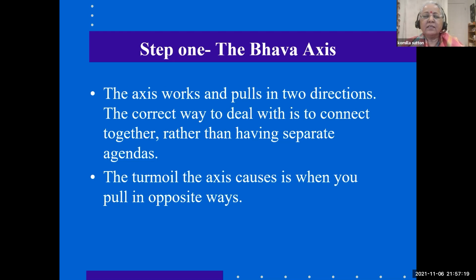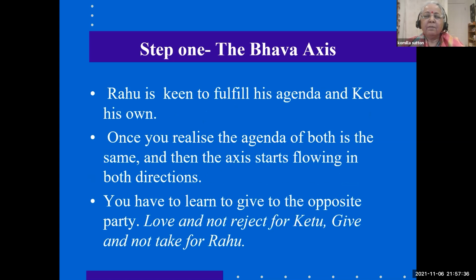In the axis, always one of the positions is negative. You'll see that wherever your Rahu Ketu is, one of them is not well placed. So we have to learn how to work with that energy where it is. Rahu is keen to fulfill his agenda, Ketu his own. Once you realize the agenda of both is the same, then the axis starts flowing together. You have to learn to give to the opposite party: love, not reject, for Ketu; give, not take, for Rahu.